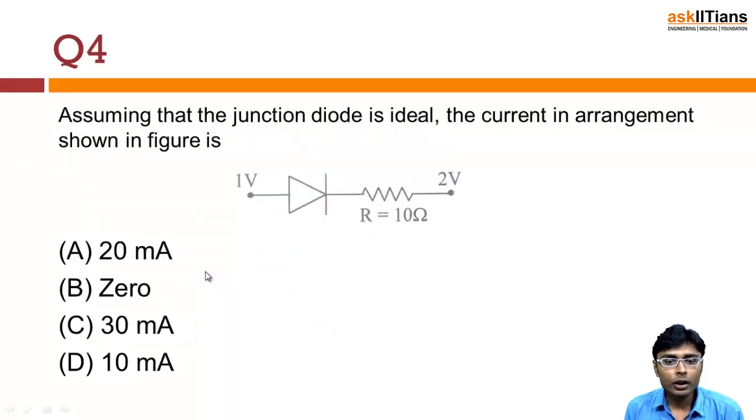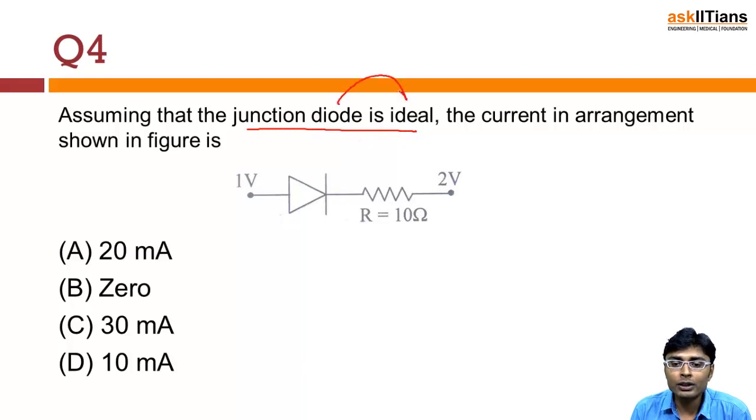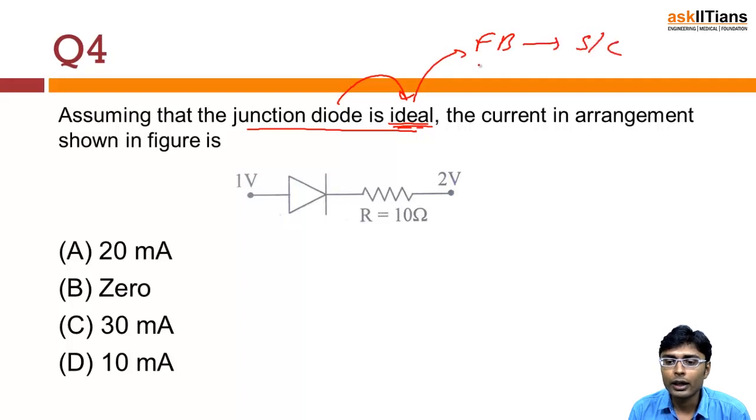Now let's see question number 4. Assuming that the junction diode is ideal, we have to assume that the diode given to us is ideal. Okay, ideal means if the diode is in forward bias, it will be replaced with a short circuit. So ideal means forward bias, short circuit, and if it is in reverse bias, it will be the open circuit case.